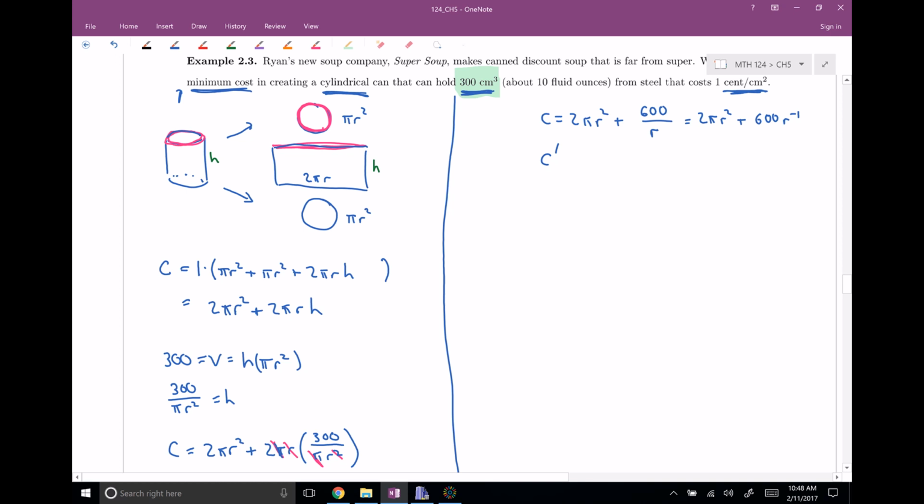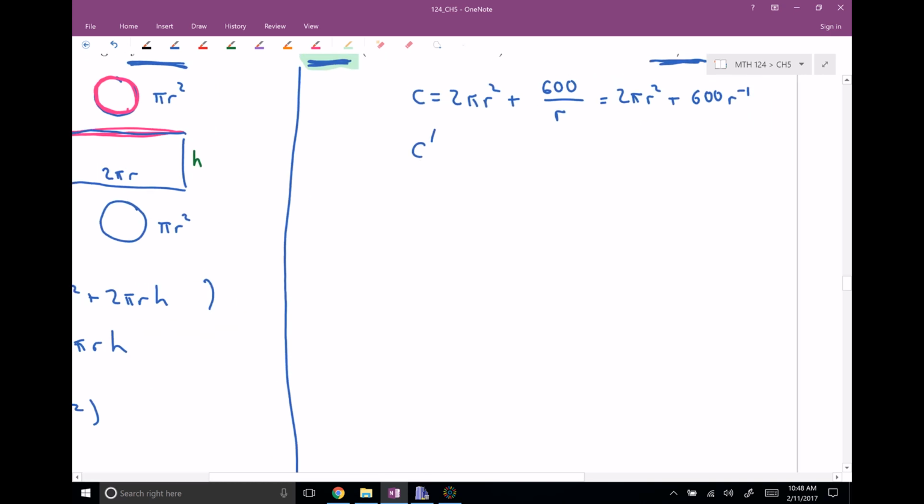But okay, let's go ahead here, and I would like to calculate out the derivative of cost. The derivative, well, 2 pi is a constant. It's along for the ride. And when you take the derivative of r squared, that 2 is going to come down. So I'm going to have 4 pi, and then r to the first power, technically. When you take the derivative of 600 r to the negative first, again, the 600 is along for the ride. So the negative 1 comes down, and then I get r raised to the negative second power, according to the power rule.